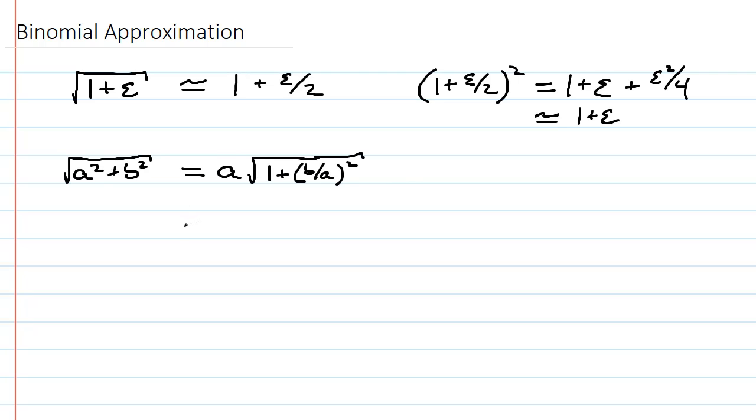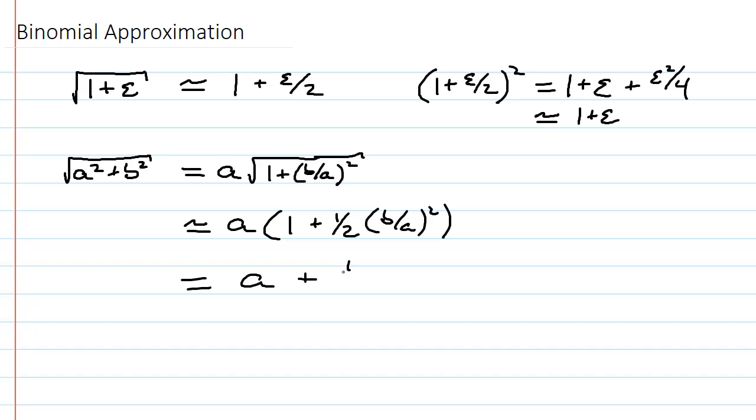And then I can use the approximation. This is a times approximately 1 plus a half (b over a) squared. In other words, multiplying it back in, I have a plus a half b squared over a. So in this way, we can take the square root of the sum of two perfect squares as long as one of them is much bigger than the other. That's one use of this.